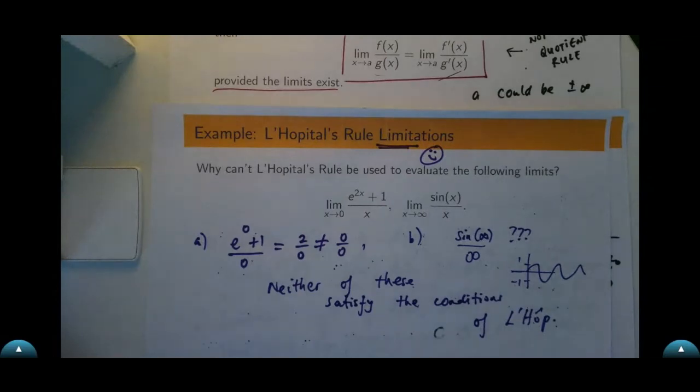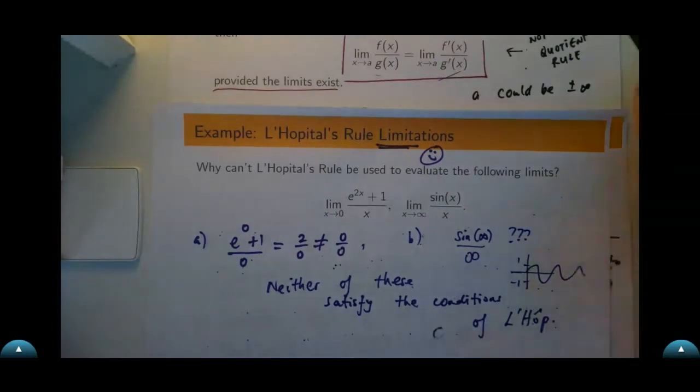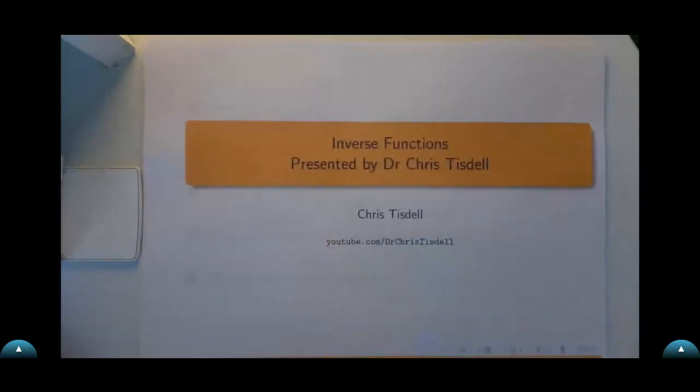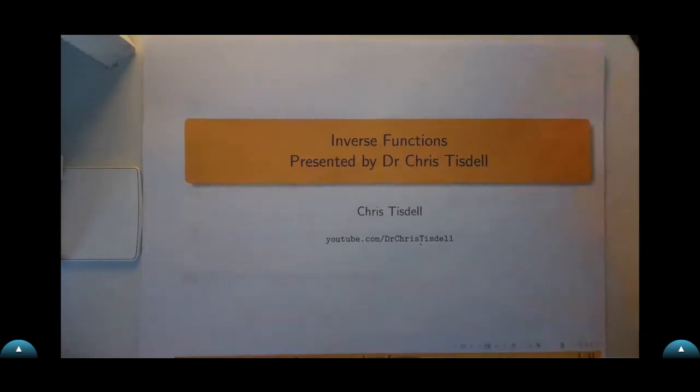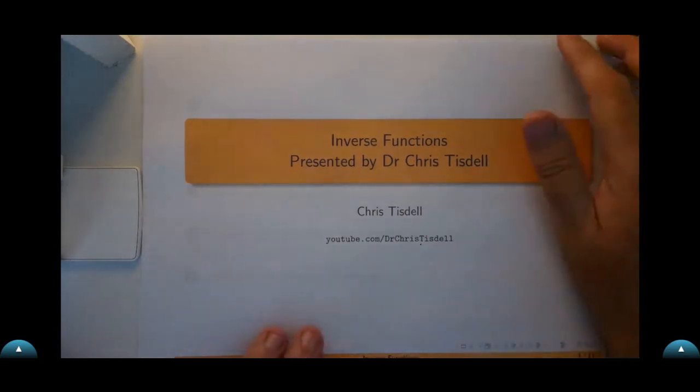All right, so let's move on to inverse functions. That's really the subject of today's lecture. So goodbye, L'Hopital. Hello, inverse functions. Now, some of you will have seen this stuff at school, but some of it will maybe be familiar, but not all of it will be familiar. Okay, so that's the idea for the rest of the lecture.